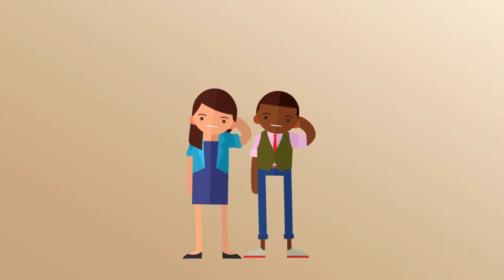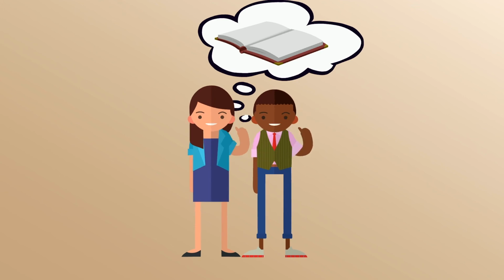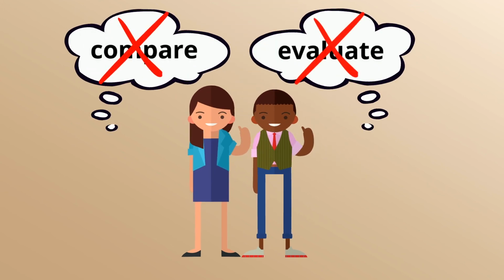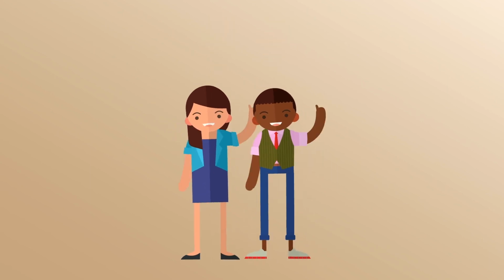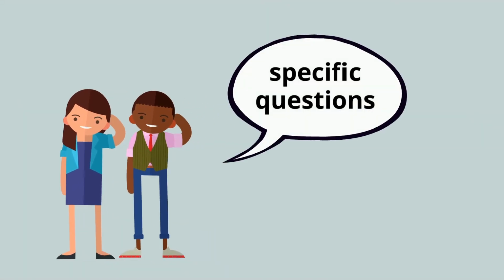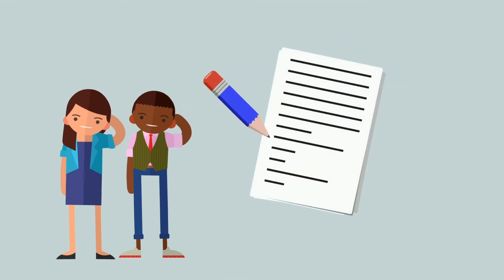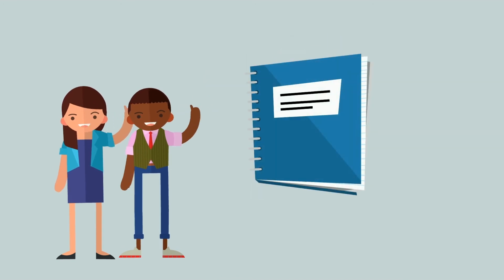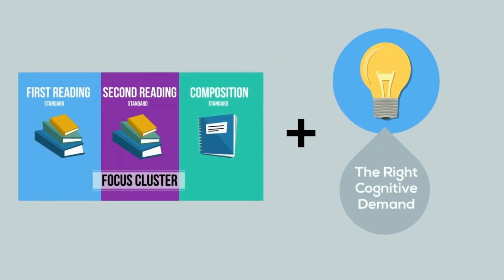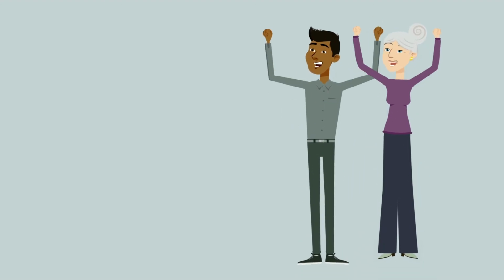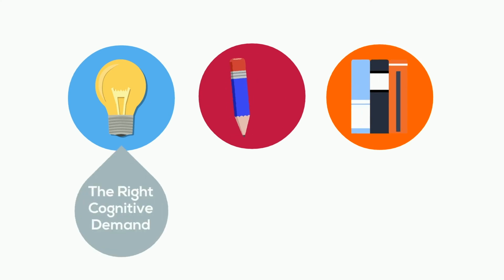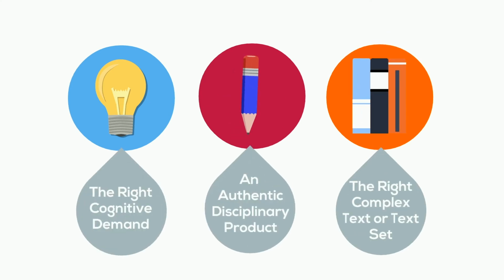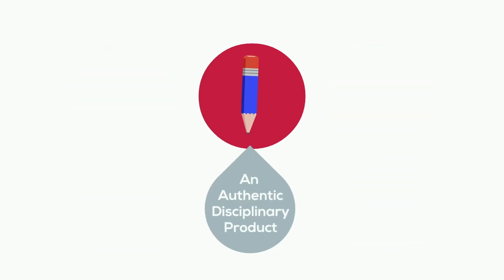Students now know that when they begin reading and thinking about the text, they aren't being asked to compare or evaluate. Rather, they are going to need to analyze. This changes the kinds of questions they ask of the text, the notes they take in response to the text, and, of course, the writing they do to answer the prompt. Just as with adding a focus cluster, adding the cognitive demand tells you and your students exactly what the expectations will be. Now let's move on to that second element, an authentic disciplinary product.